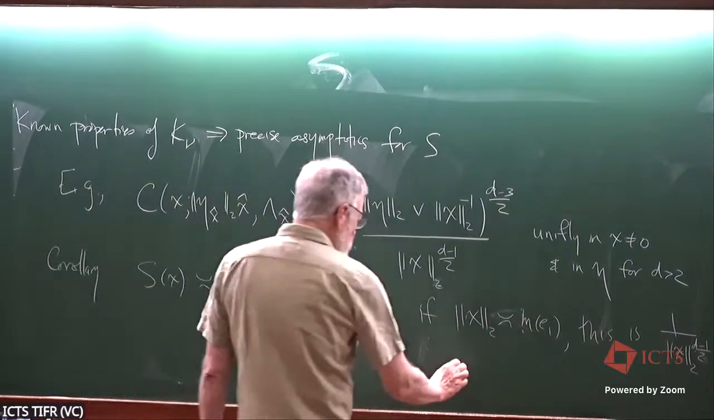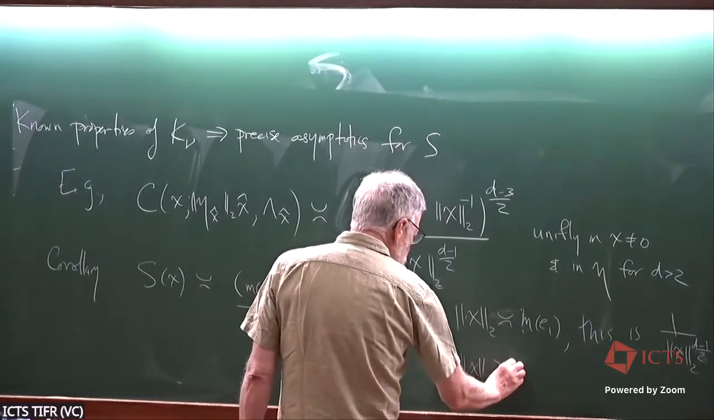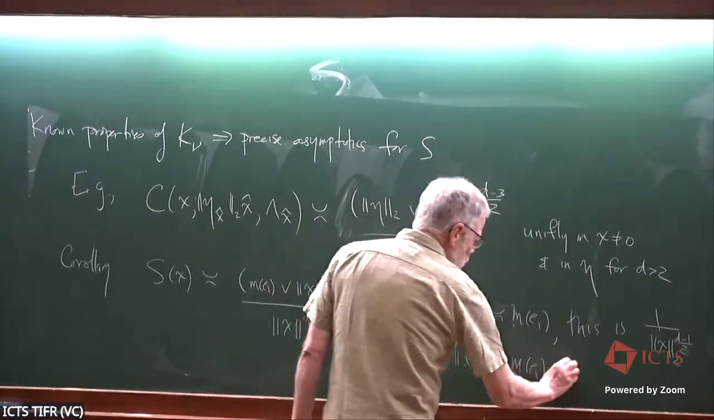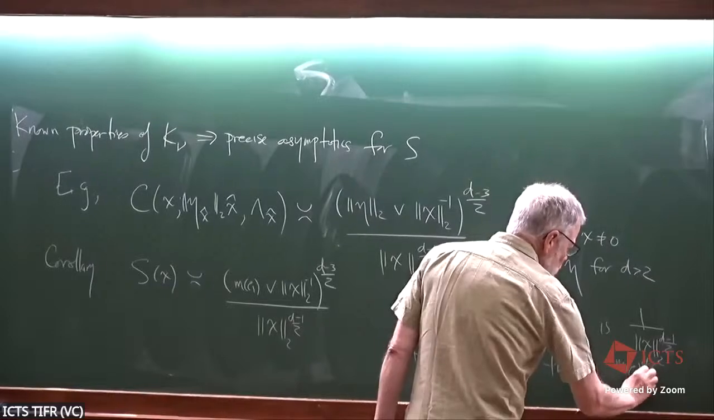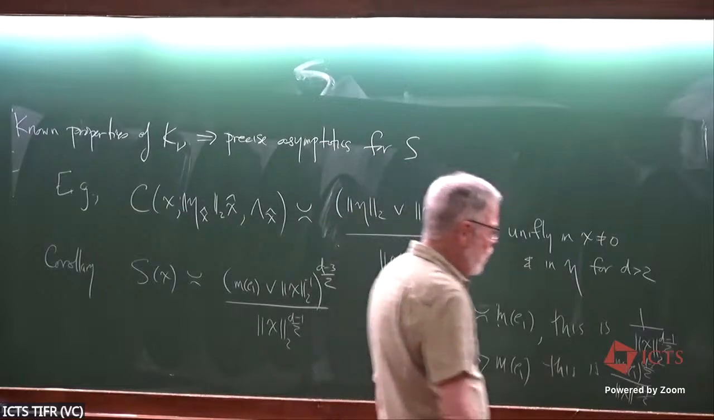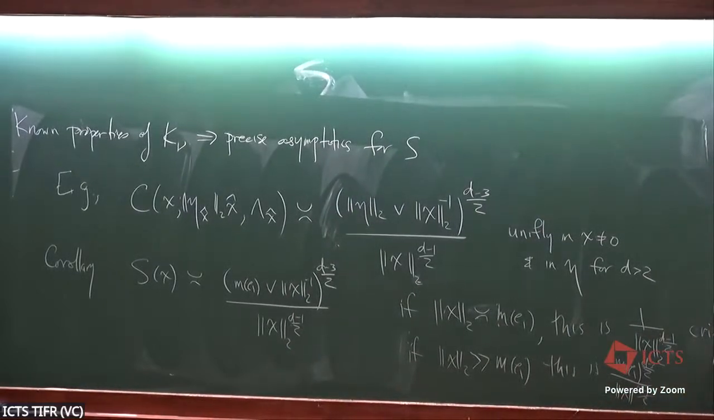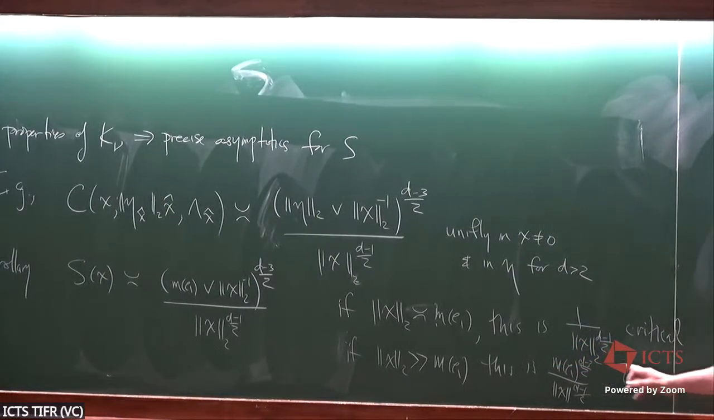On the other hand, if x is much greater than m, then this is m to the d minus 3 over 2 divided by x to the d minus 1 over 2. So this is the critical case. And this is the Ornstein-Zernike decay. And this m to the d minus 3 over 2 is exactly capturing the behavior of what I called that constant c sub z before, as z approaches the critical value.